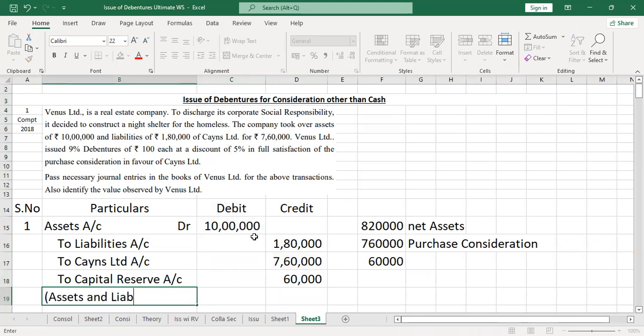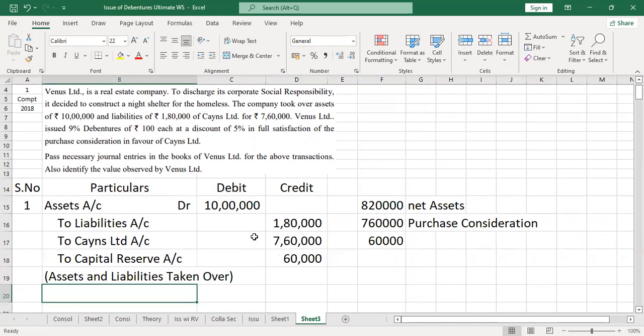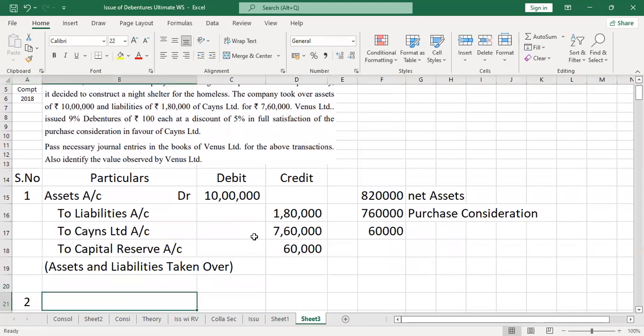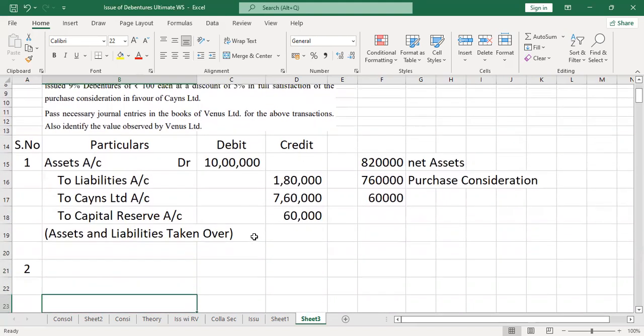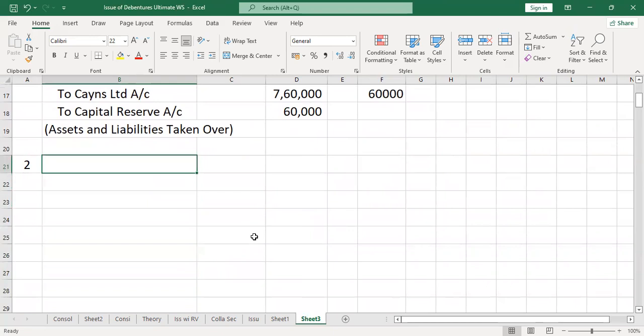Assets and liabilities taken over. And the second entry will be paying assets and liabilities. Now, how are we going to pay them? We're going to pay them by issuing 9% debentures of 100 each at a discount of 5% in full satisfaction of the purchase consideration. So we're going to be issuing debentures at a discount. Payment entry, first, we are supposed to debit the vendor who's going to get paid, and therefore his liability is reducing, and therefore we'll debit him.